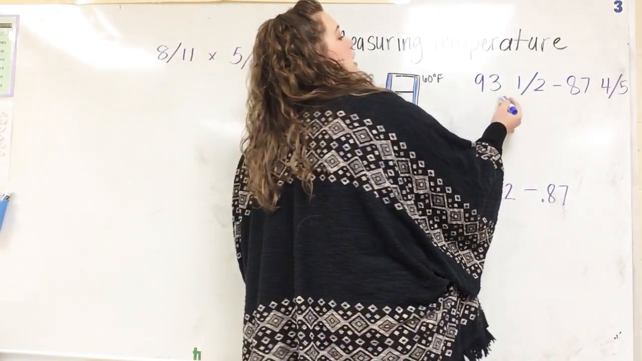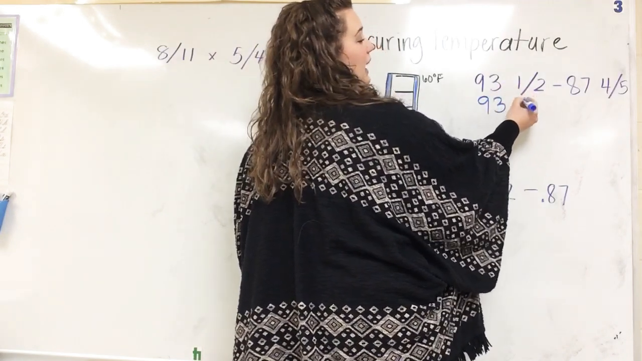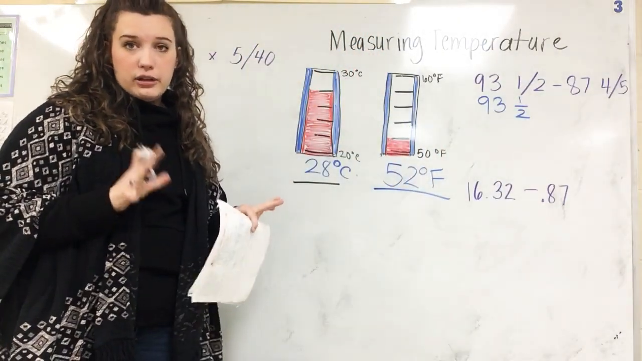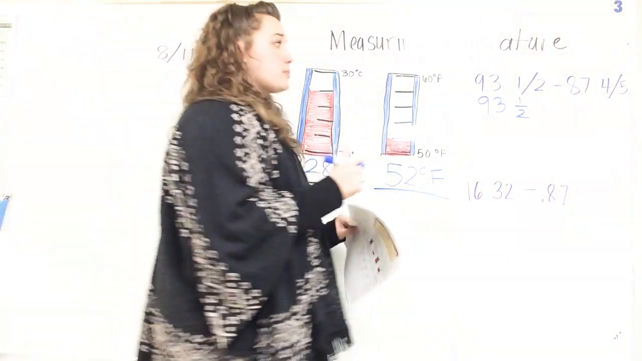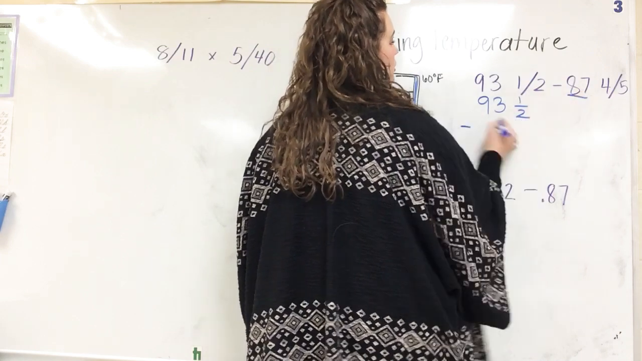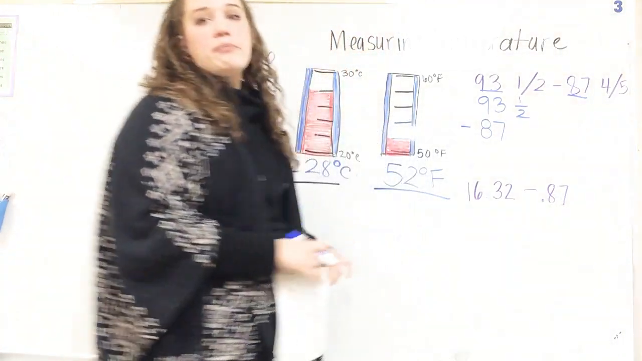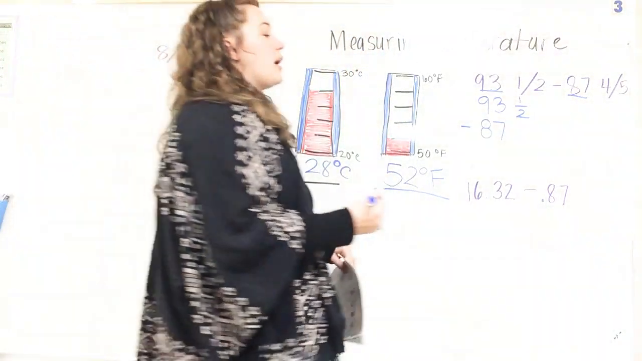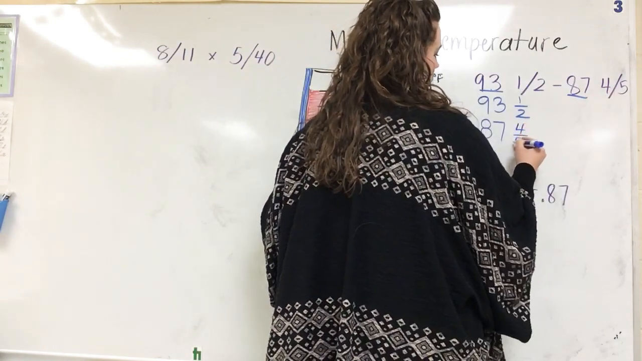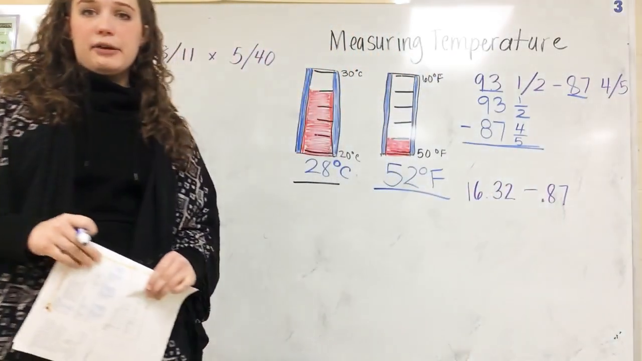So I have 93, okay, I'm just going to rewrite. 93 is my whole number, space, 1/2 is my fraction. So I'm going to copy it down the same way that I would write a fraction in my math book. The symbol is minus. 87 is my whole number, so I need to line up my tens place, I need to line up my ones place, okay? Whole number under whole number, and my fraction is 4/5. Okay, so I'm subtracting these problems. I have everything lined up perfectly, exactly how I need it.